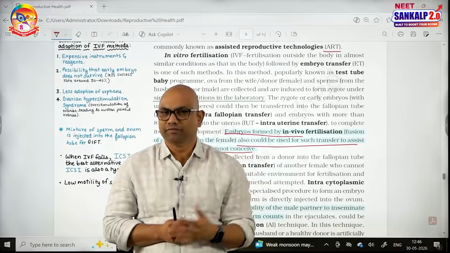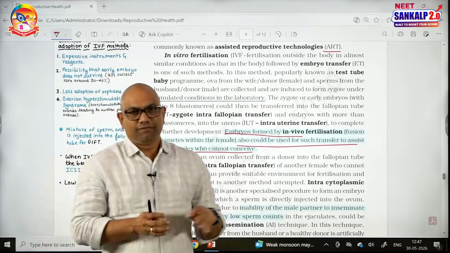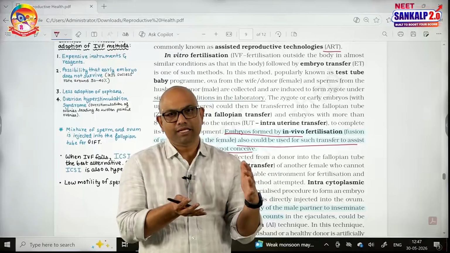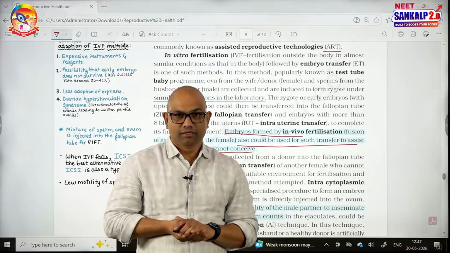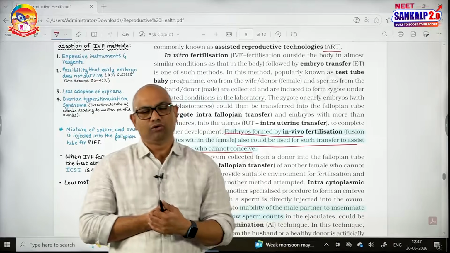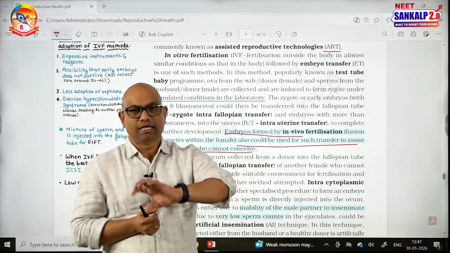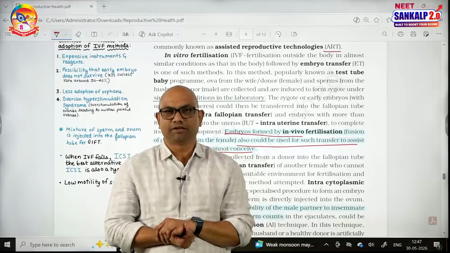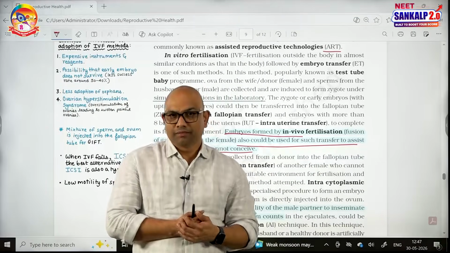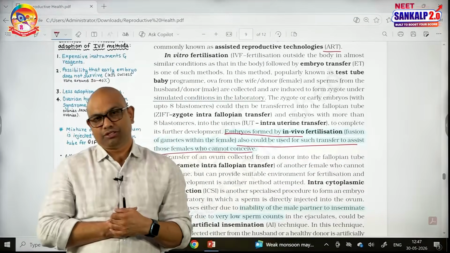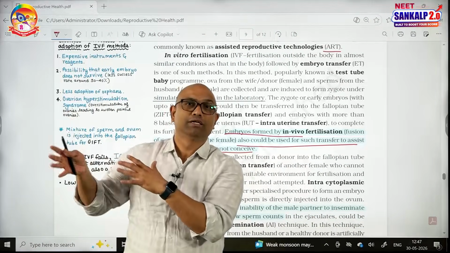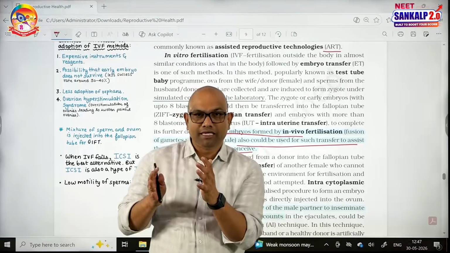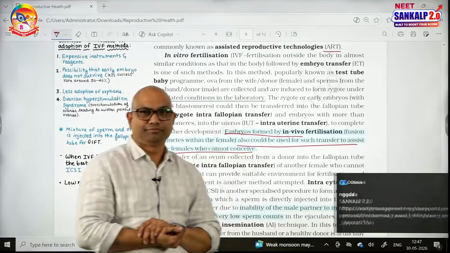It can be done in both the ways. If the uterus of a female is suitable for implantation and for pregnancy, that means the female who has given the ovum, they can transfer this embryo into the uterus of that female. Sometimes the uterus may not be suitable for implantation. Then they will transfer this embryo to another female who is not a biological mother of the child. That female is called a surrogate female.